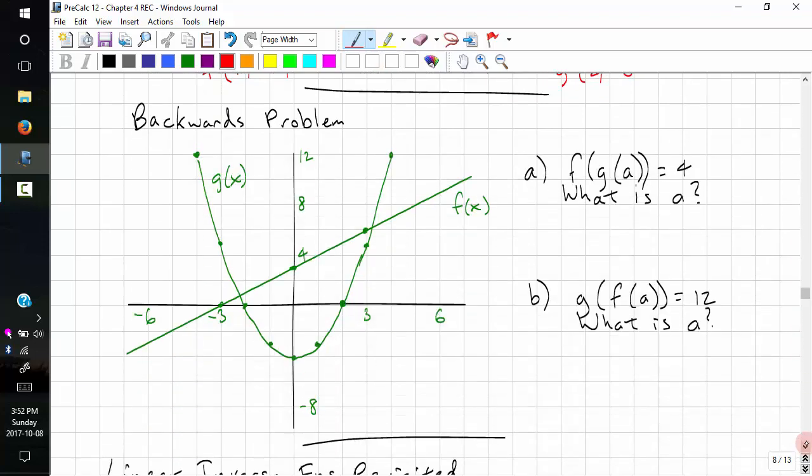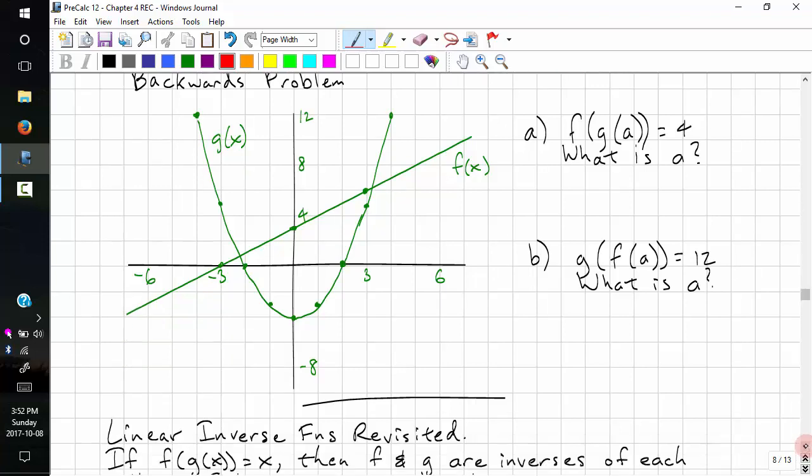Now for something harder, the backwards problem. And a lot of students have difficulty with this because you have to go backwards on the graph. So we want to find out what is A.